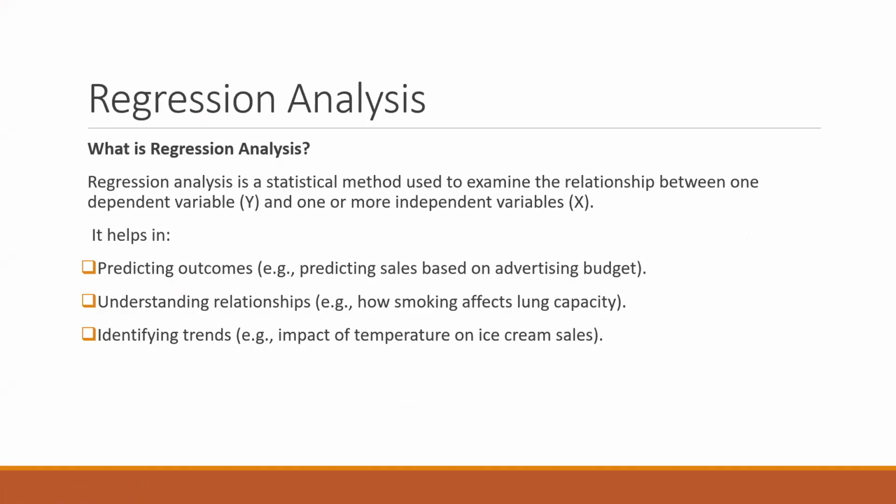Now we come to a very important topic, which is regression analysis. So what is regression analysis? Regression analysis is a statistical method used to examine the relationship between one dependent variable, which is going to be on the y-axis, and one or more independent variables, which are going to be on the x-axis, as I have mentioned earlier in the presentation. It helps in predicting outcomes, for example, predicting sales based on advertising budget, understanding relationships, for example, how smoking affects lung capacity, and identifying trends, for example, the impact of temperature on ice cream sales.